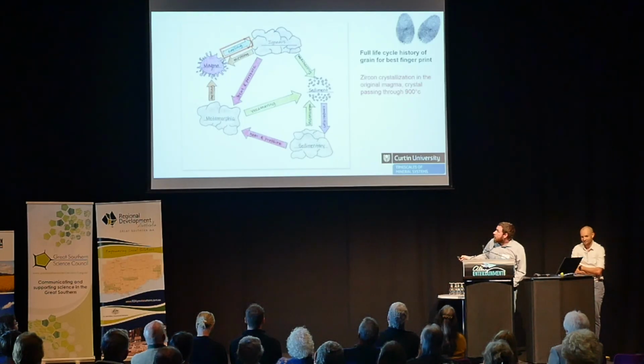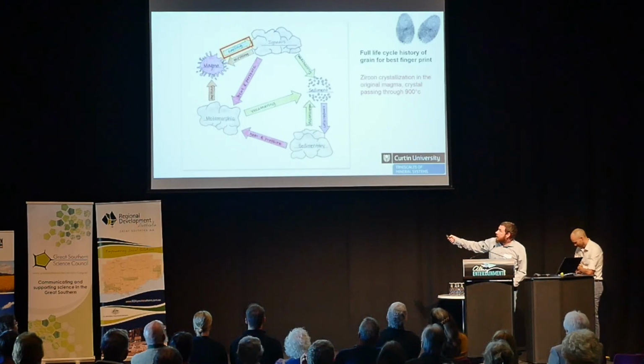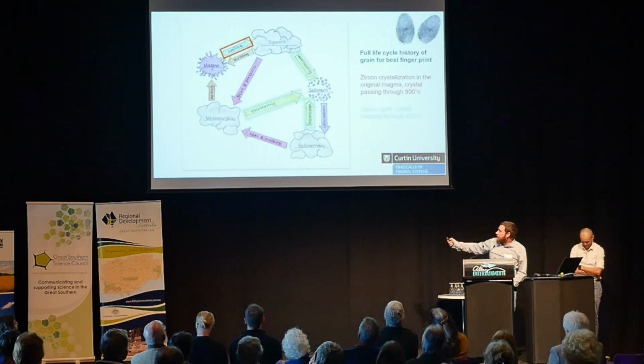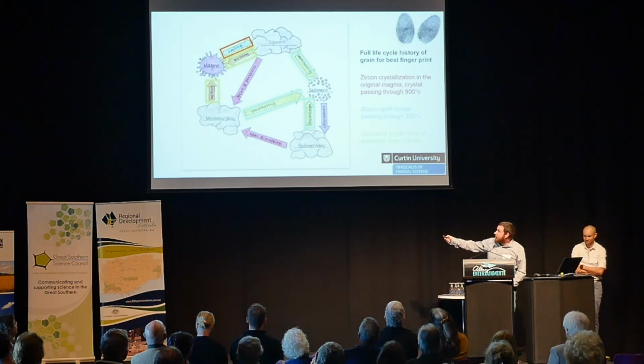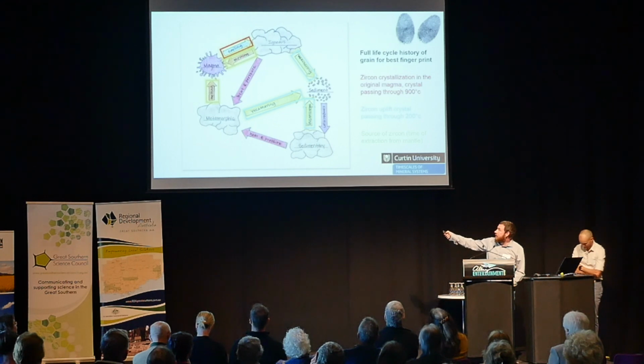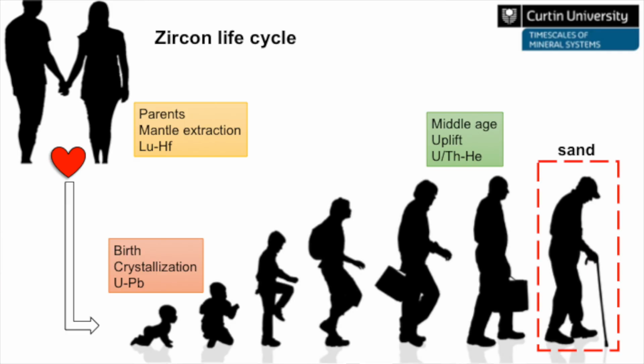So what have I talked about? I've talked about crystallization and calculating that using uranium lead. I've talked about uplift and cooling, and we can get a handle on that using uranium, thorium, helium. I've talked about actually understanding where our grains were produced in the first place in the primary melts, understanding this magma process through looking at hafnium.